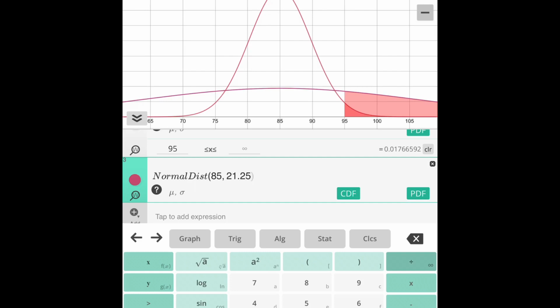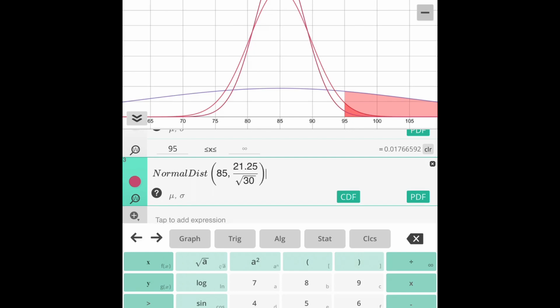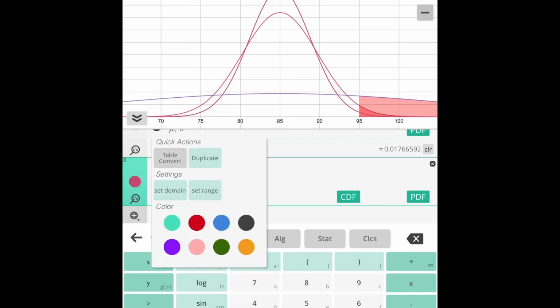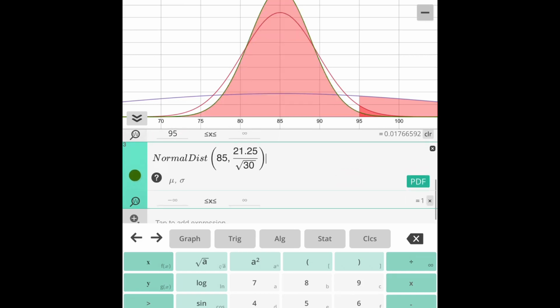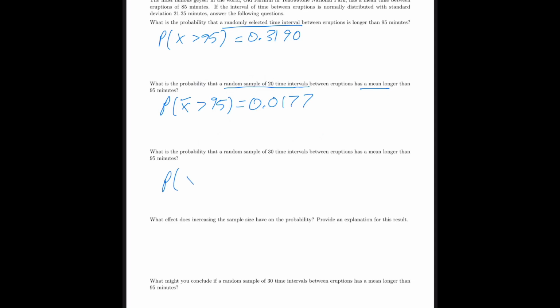So what happens if we have a random sample of 30 time intervals? Okay, right? So that's the same thing. We can do stat, distribution plot, normal CDF, 85, 21.25 divided by the square root of 30. And notice that one is even narrower. So if I zoom in on that one, we get an even narrower graph than the previous two.